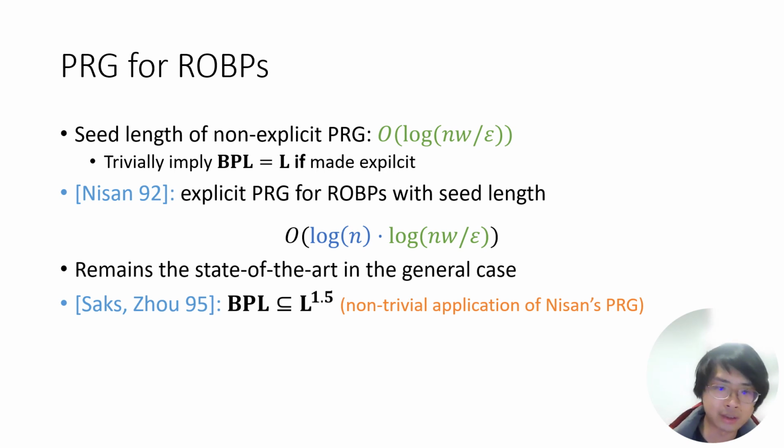And although Nisan's generator is 3 decades old, it still remains the state of the art PRG for general read-once branching programs. Another interesting result I want to point out is a classic result by Saks and Zhou, who show that any language in BPL can be computed deterministically using only log^1.5 n space. The result uses a non-trivial application of Nisan's PRG.